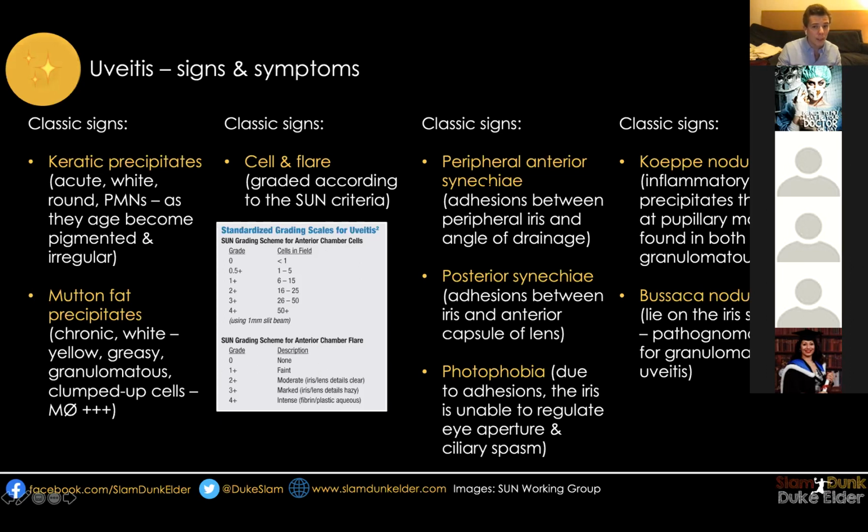You get peripheral anterior synechiae, which can block the drainage angle. They're usually found on gonioscopy, remember, looking at the drainage angle. Or you can get posterior synechiae, which are usually formed on the back of the iris, and they adhere to the anterior capsule of the lens, causing a sticky iris and spasming.